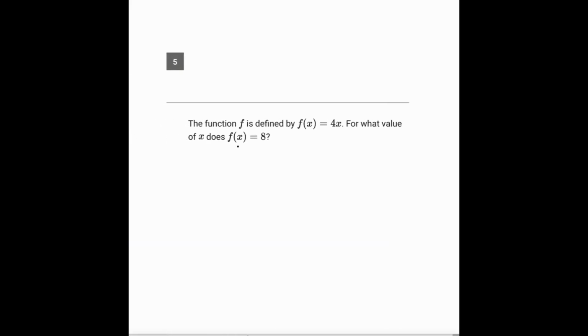Here, we're being told that the entire f of x equals 8. So we'll take that 4x, we'll set it equal to 8, and now you can just divide by 4 on both sides, and you'll get x equals 2, and that's your answer for number 5.